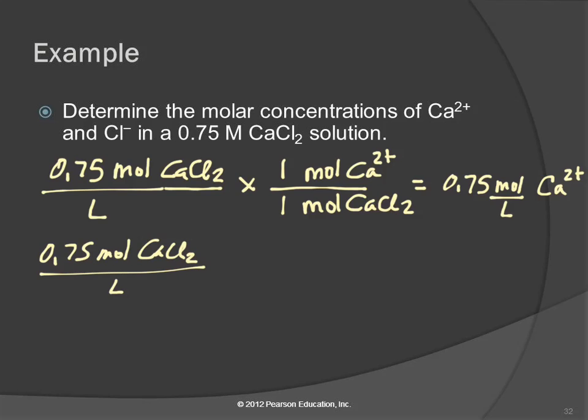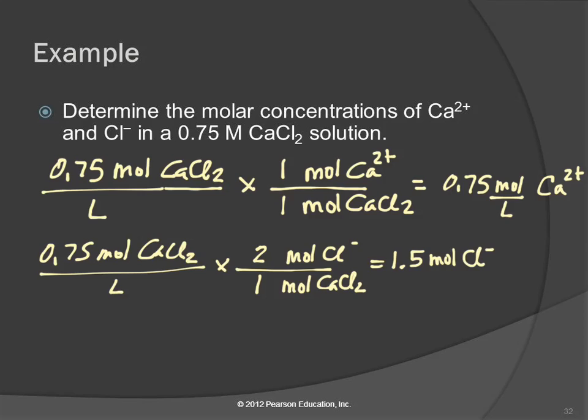That's just our concentration. Now let's see how many moles of chloride ions. Well, in 1 mole of calcium chloride, how many chlorides are there? There's 2. So this ends up being 1.5 moles of chloride ions per liter.